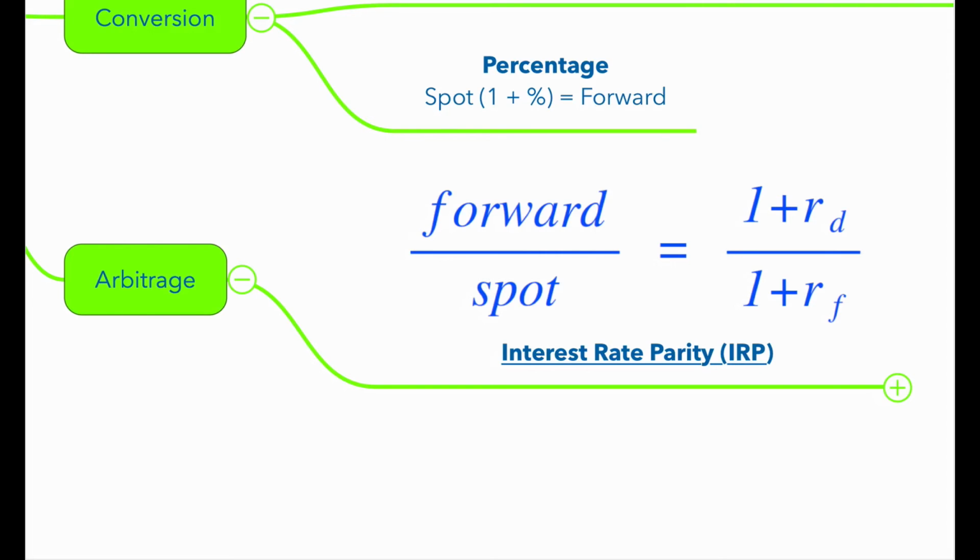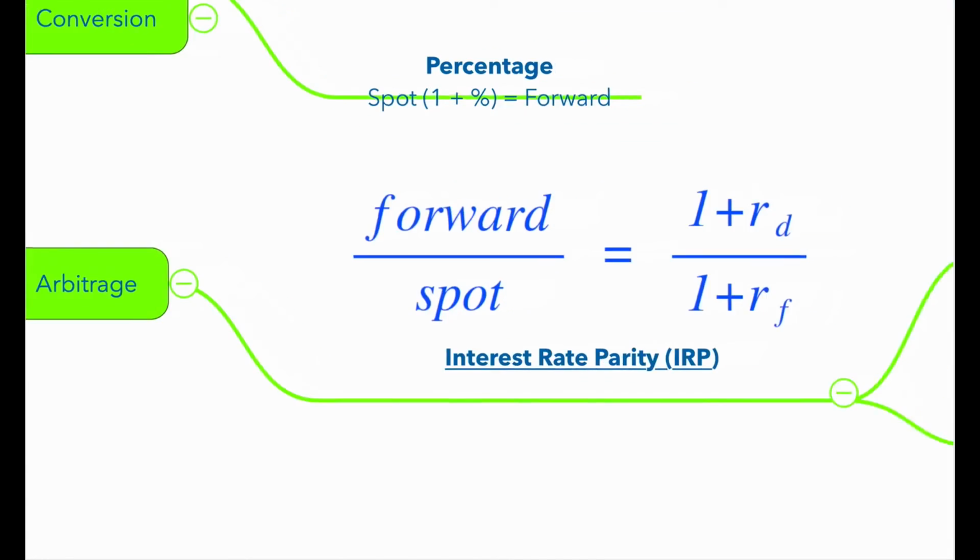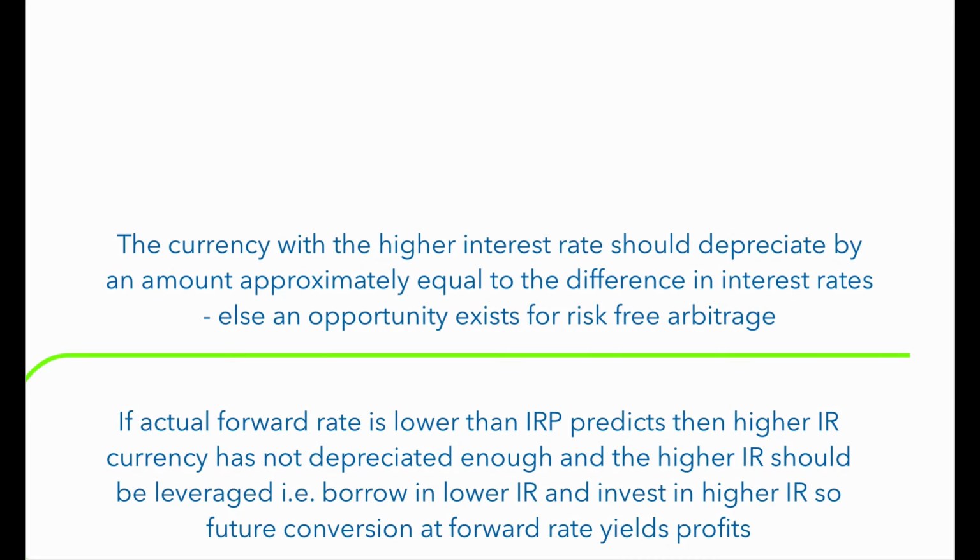So given this formula, it's clear that the forward rate will be higher than the spot rate if the domestic rate is higher than the foreign interest rate. Again, the forward and spot rates are quoted as domestic over foreign. More generally speaking, the currency with the higher interest rate will always trade at a discount in the forward market. That is, the currency with the lower interest rate will always trade at a forward premium.